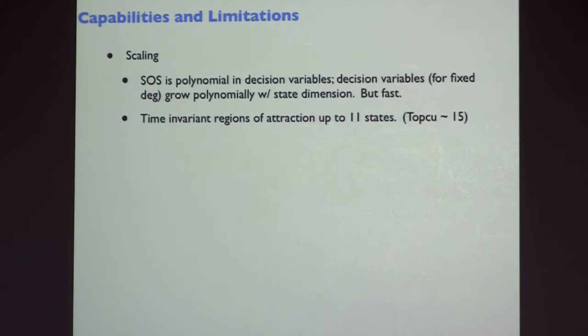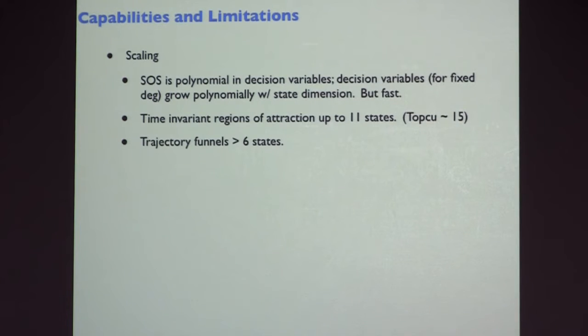We do these time invariant regions up to about 11 states. Ugo Topcu at Caltech says he's doing 15 or higher. And actually, I think there's great work on semi-definite optimization nowadays. It sort of feels like these things are going to get really big numbers really fast.